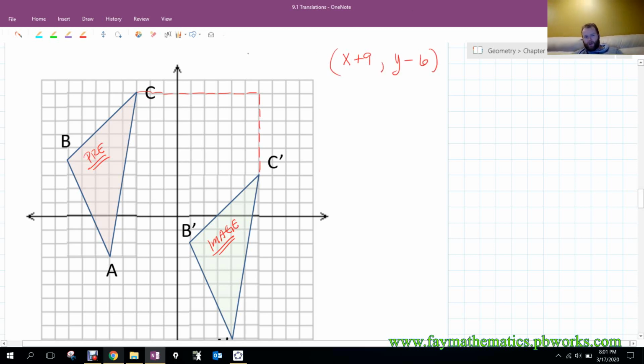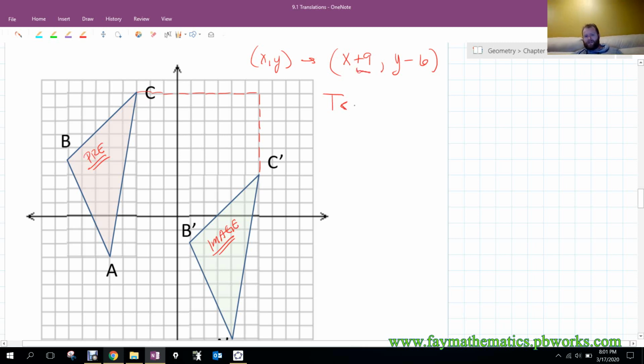So I would write my mapping this way, or I would write it this way. I would say T for translation. And then I put these, which are actually vector notation. I want to talk about vectors in trigonometry, maybe a little bit towards the end of the year if we have time.